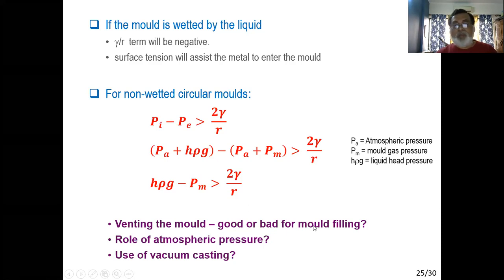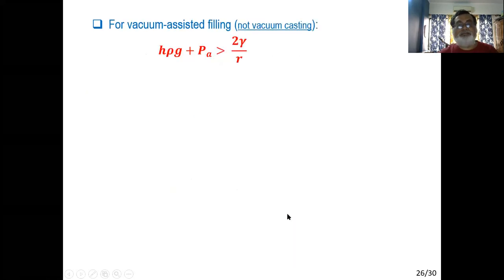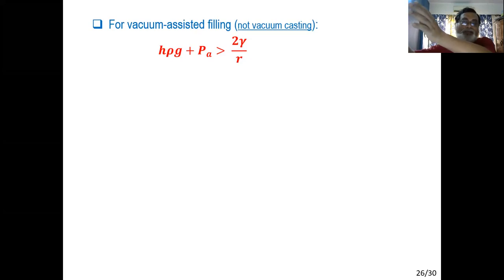Sometimes there is a 5-point question, what about the use of vacuum casting, does it help mold filling or not, or whether atmospheric pressure can help mold filling or not, etc. But what about vacuum assisted casting? What is the meaning of vacuum assisted casting? That means the mold is kept open to the atmosphere, but we're applying pressure.